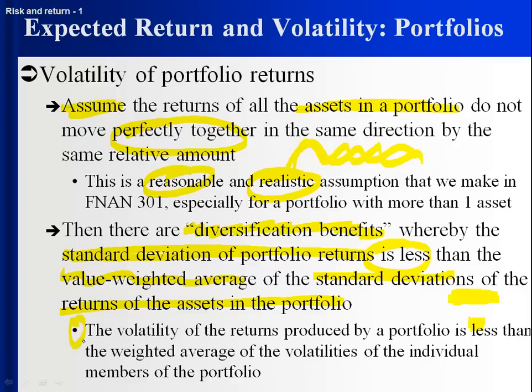That's important. When we dealt with expected returns, we took a weighted average of expected returns, and that was the expected return of the portfolio. When we dealt with returns, we took a weighted average of the returns of the individual members of the portfolio, and that was the return of the portfolio. If we took a weighted average of the standard deviation of the individual members of the portfolio, we'll get a number, but that number is higher than the standard deviation of the portfolio. Really important. Let's look at why.